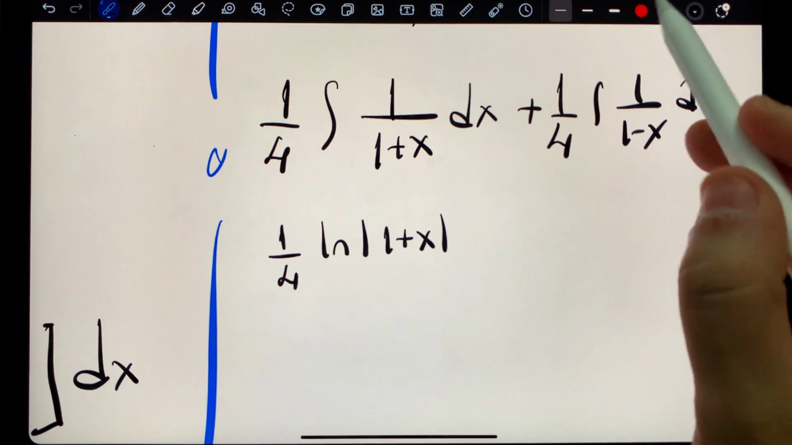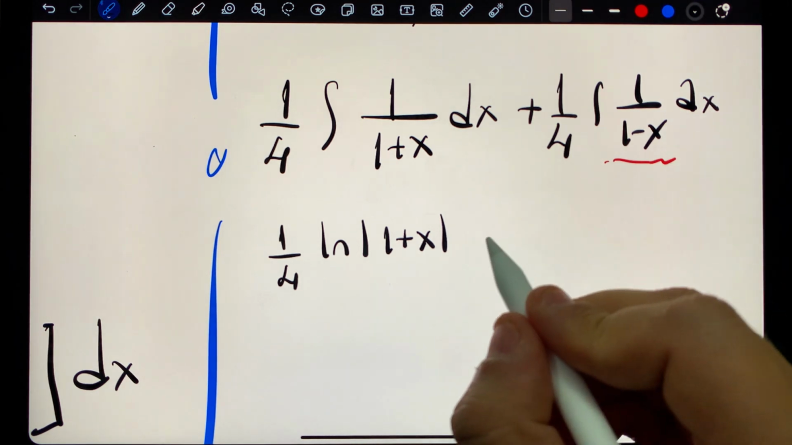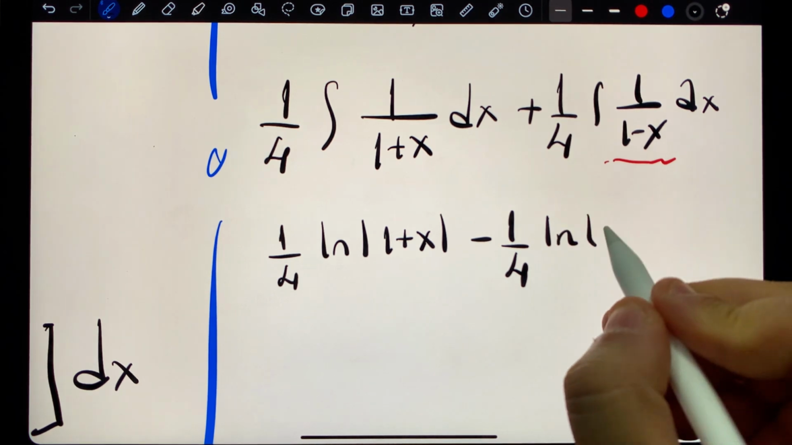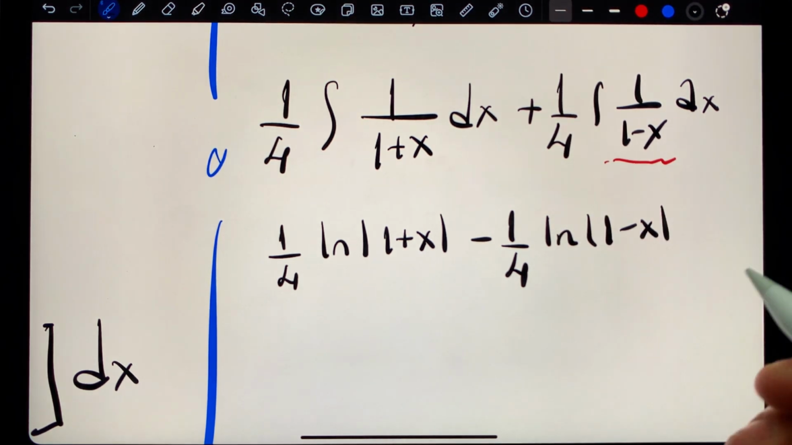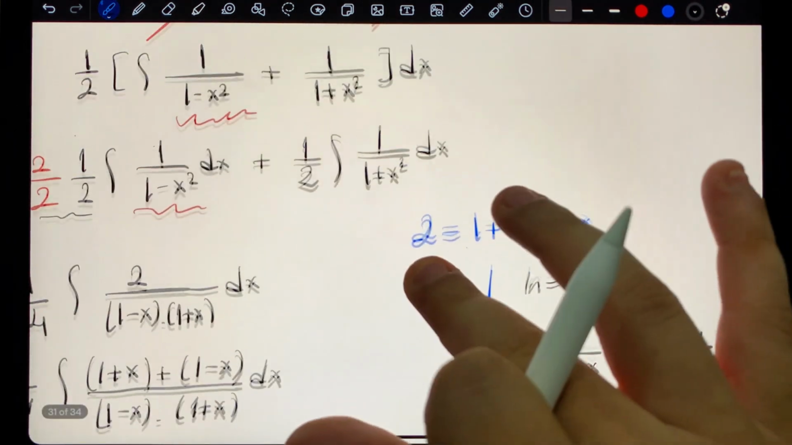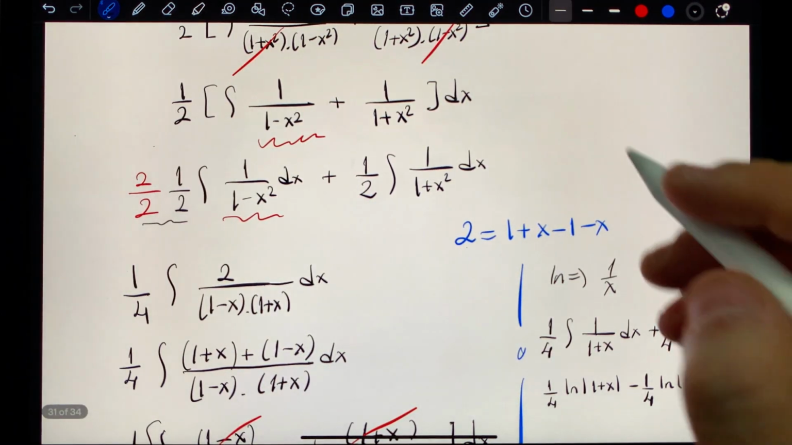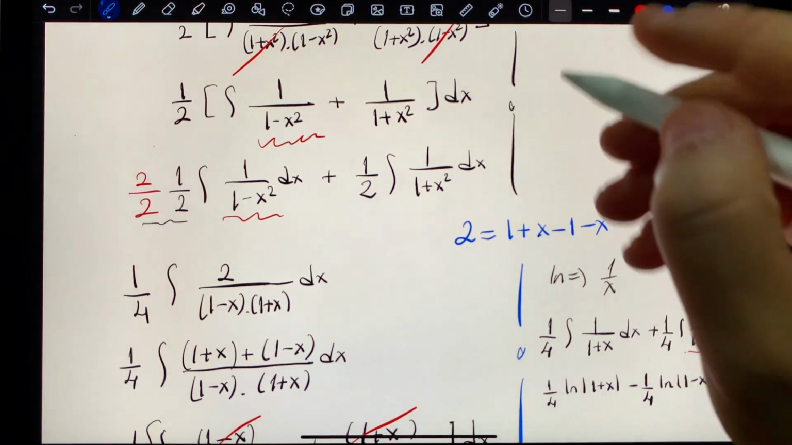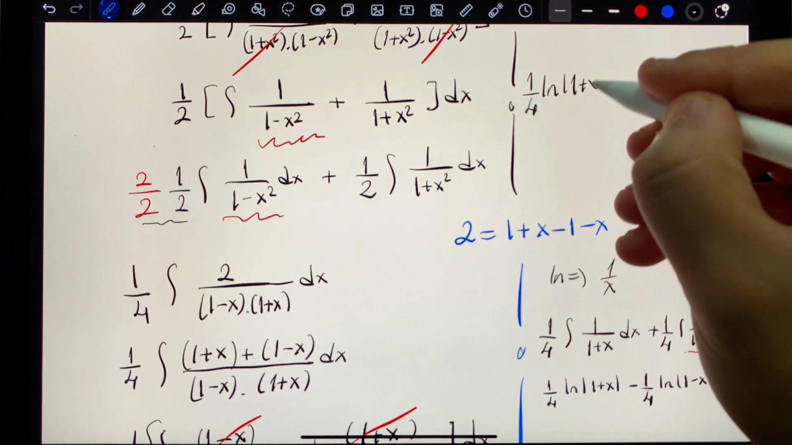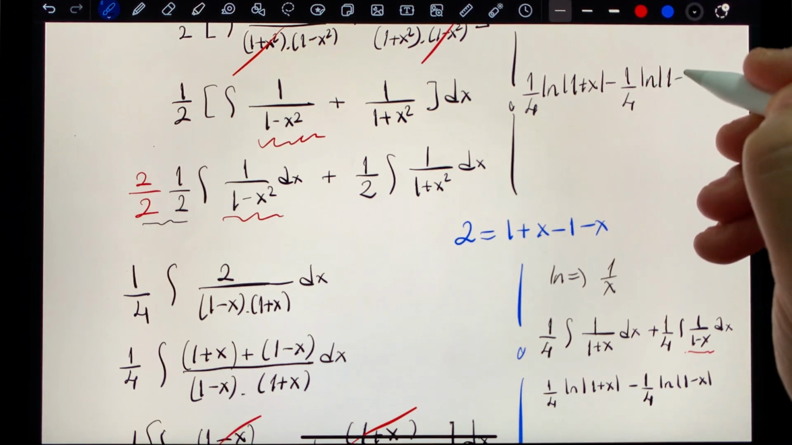Now, there's a minus part here. Look at this. What do I need to do with this minus? I need to bring it to the front so that it becomes positive. Then I will say minus 1/4 ln of the absolute value of 1 minus x. Now, we solved this part of the problem. But where was the main part of the problem? So what has my question turned into? It becomes 1/4 times the natural logarithm of the absolute value of 1 plus x, minus 1/4 times the natural logarithm of the absolute value of 1 minus x.